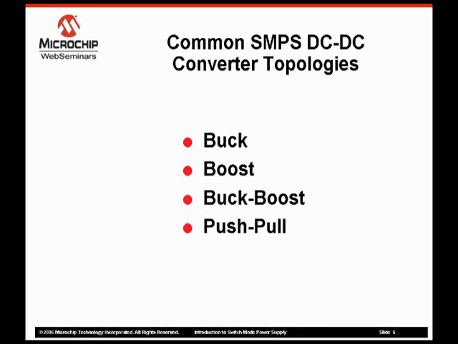The boost converter is similar to the buck converter, but instead of stepping down the input voltage, the output voltage is higher than the input voltage. The buck boost provides a negative output voltage relative to the input voltage. And finally, the push-pull converter is a transformer-based converter that is typically used for higher power applications. By using a transformer, any combination of input to output voltage and polarities is achievable.